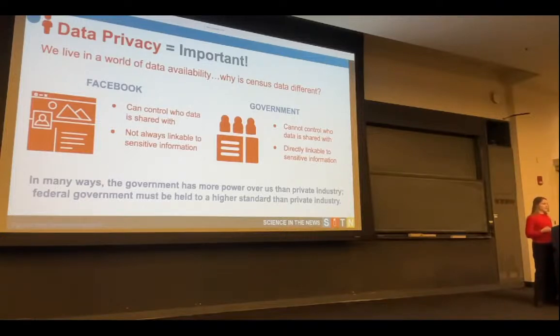Additionally, it's not always linkable to sensitive information. For example, data in the census such as race data or household size. Race data is as sensitive as we've discussed before, and household size can show things like tenants violating housing codes. So the data in the census is directly sensitive. Additionally, in many ways, the privacy settings of Facebook allow control, whereas you don't control those settings for the census. So government, in many ways, has more power than private industry to do damage as well. And the federal government, thus, is held to a higher standard than private industry for this reason.